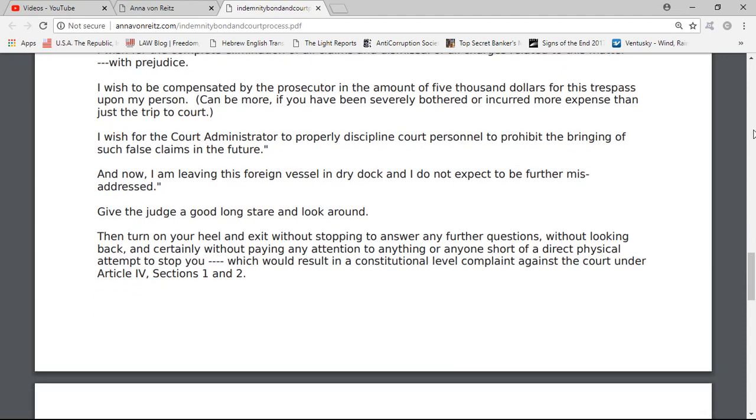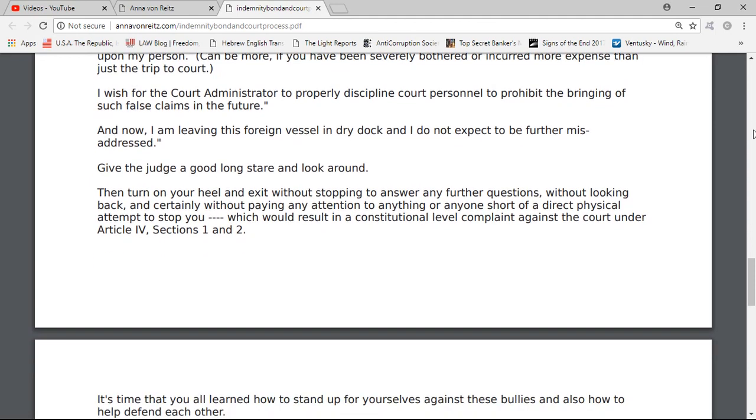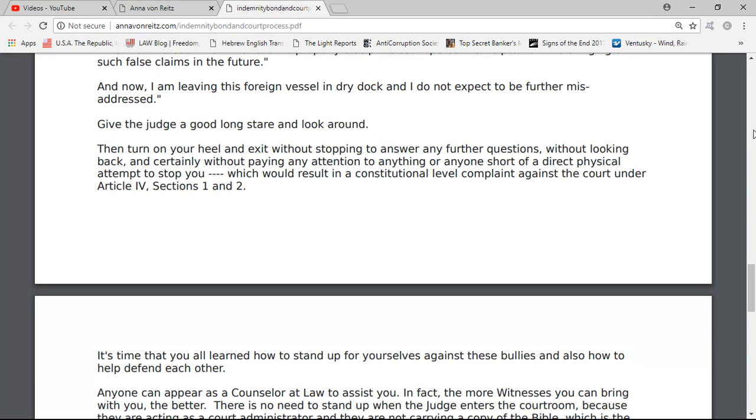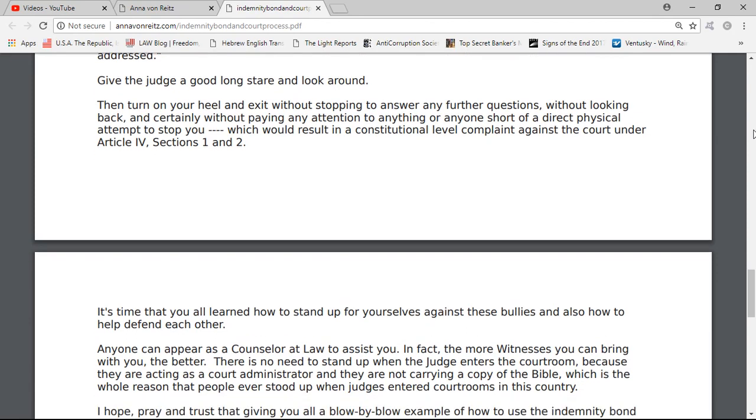I wish to be compensated by the prosecutor in the amount of $5,000 for this trespass upon my person. It can be more if you have been severely bothered or incurred more expense than just the trip to the court. I wish for the court administrator to properly discipline court personnel to prohibit the bringing of such false claims in the future. And now I am leaving this foreign vessel in dry dock, and I do not expect to be further misaddressed. Give the judge a long stare and look around.